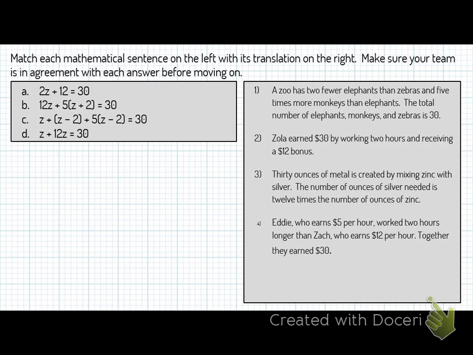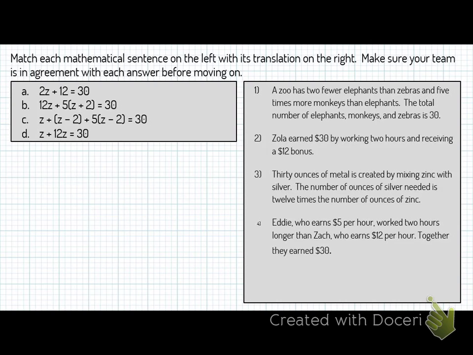So here's your first assignment with your group. Match each mathematical sentence on the left with its translation on the right. Make sure your team is in agreement with each answer before moving on. So let's have you work quietly first. I'm going to give you 3 to 4 minutes to work quietly to take some educated guesses on which ones they are. Take a chance. This is silent work.